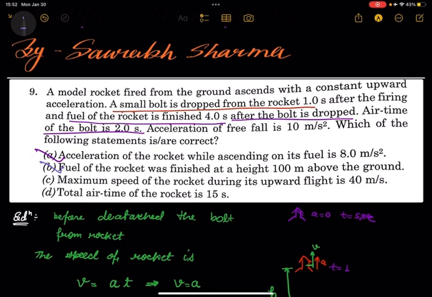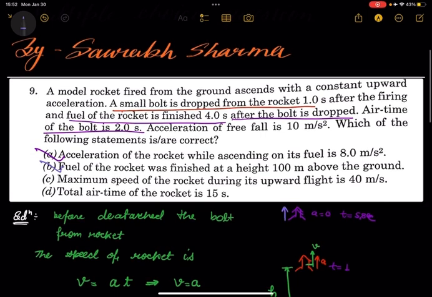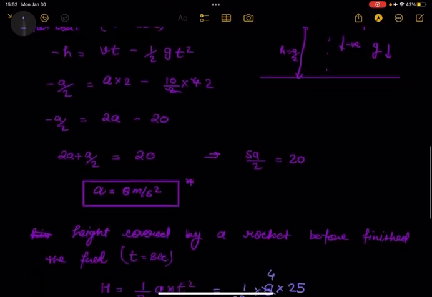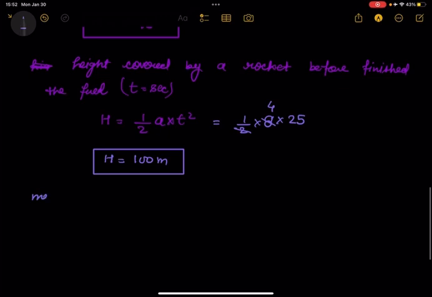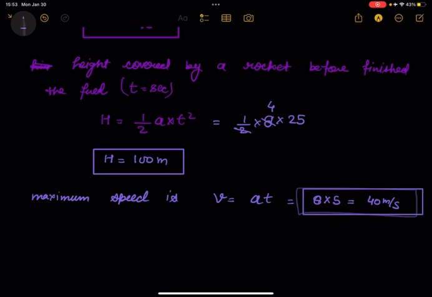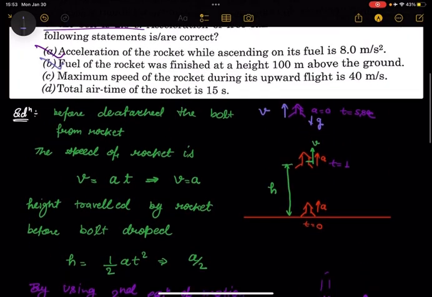Now maximum speed. Here it is the maximum speed, because immediately after this g is acting. Maximum speed is v equal to at. So a is 8 and t is 5, that is 40 meter per second. So maximum speed is 40 meter per second. This is also one of the answers. So A, B, C.